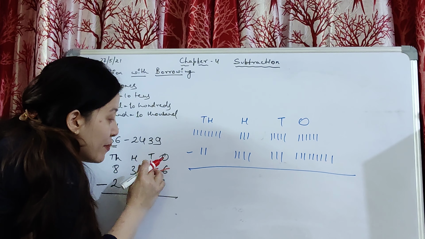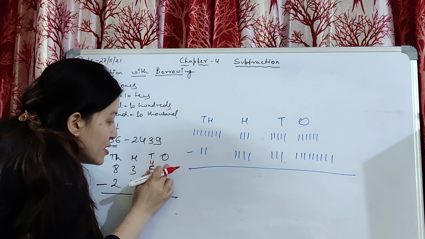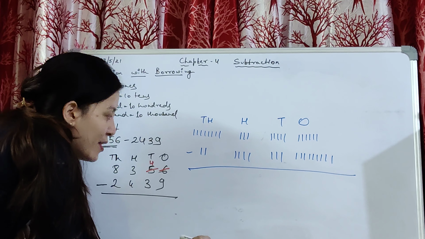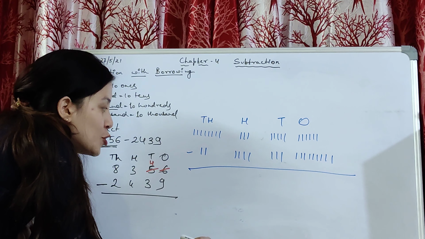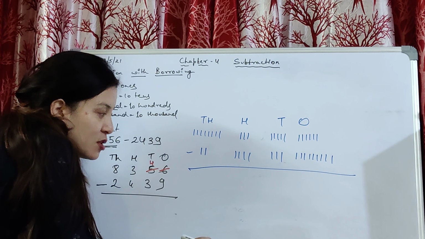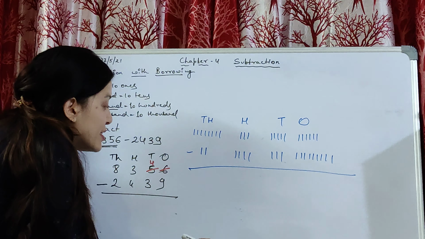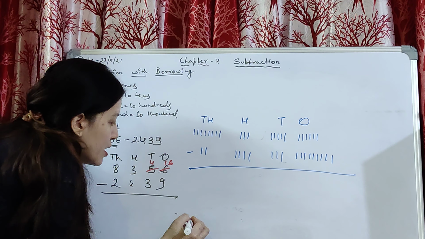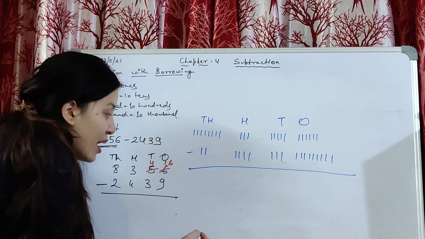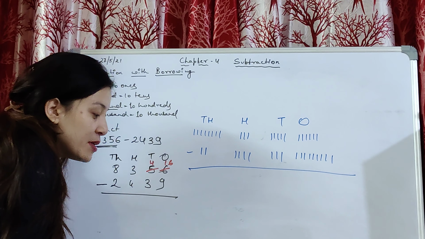Here after bringing 1 from tens place, tens place से जब हम 1 लाते हैं तो 1 ten is equal to 10 ones हो जाता है. Okay, so 10 plus 6 it will be 16. 16 में से 9 गया. If you will subtract 16 में से 9.